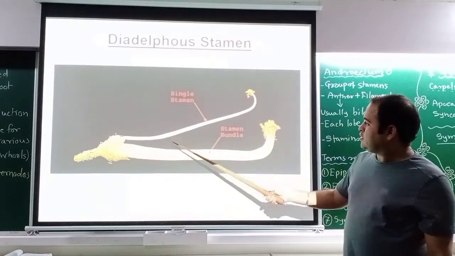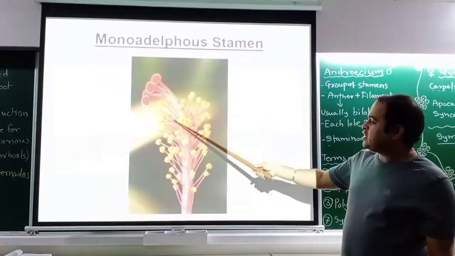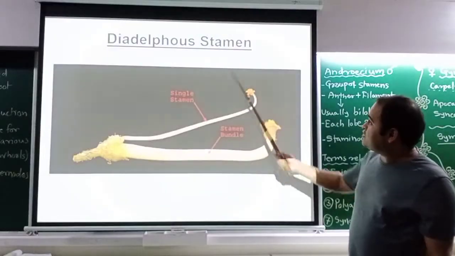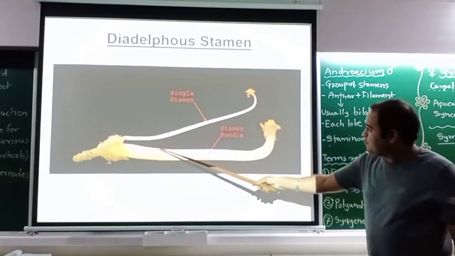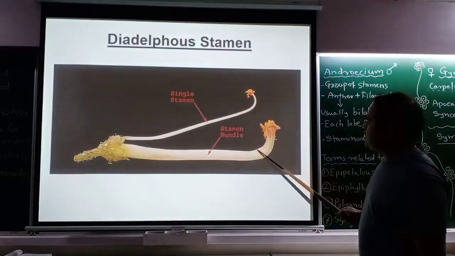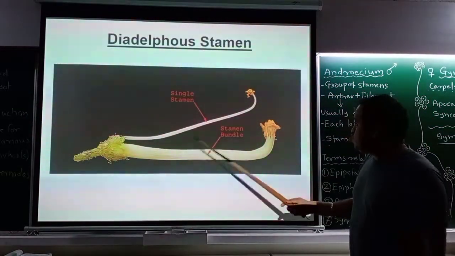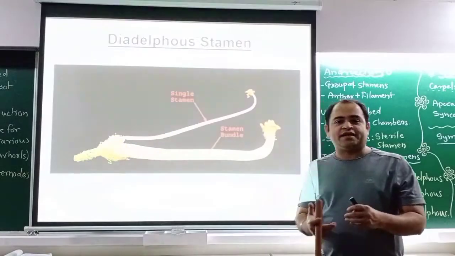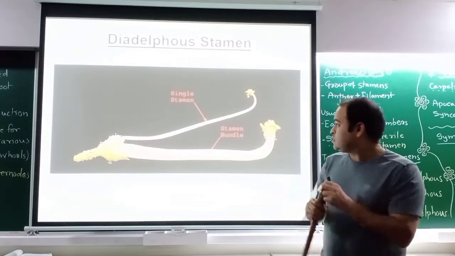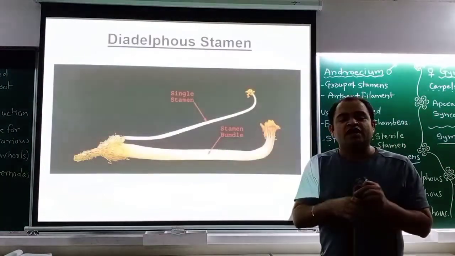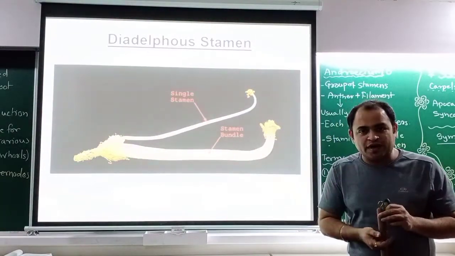Diadelphous. So this is a single cluster. Diadelphous, di means two clusters. This is a single stamen and this is another stamen bundle. So this entire set of stamens is divided into two. First one, single stamen. Second one, cluster of many stamens.